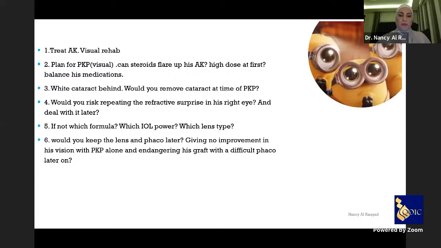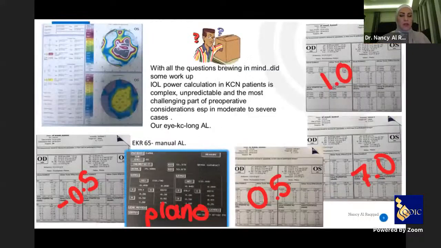And would I keep the lens in the eye, giving no improvement in his vision with PKP alone and endangering his graft with a difficult phaco later on? All these things just brew in your mind whenever you deal with a patient that needs both refractive elements in his eye, the cornea and the lens, exchanged. So meanwhile, I just wanted to check what results I would have from the IOL Master.